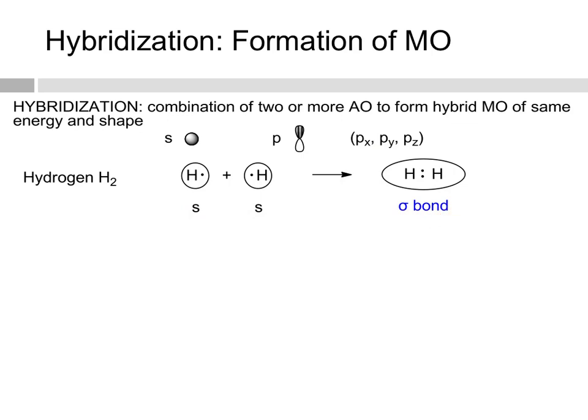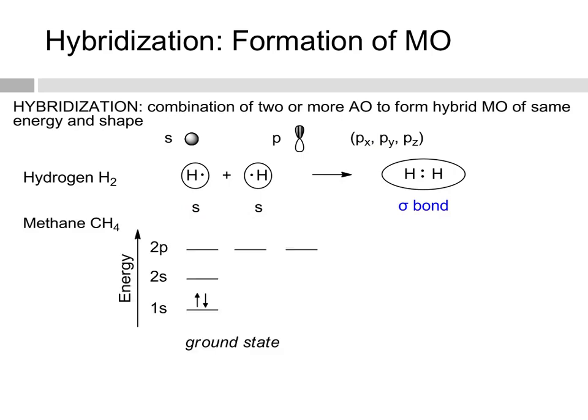In organic chemistry, the simplest molecule is methane. Methane is CH4, and we're going to first look at the ground state of carbon. Remember that carbon has 4 valence electrons in its outermost shell, and if we fill in the electrons from the lowermost energy to the highest energy, we are left with 2 unpaired electrons.